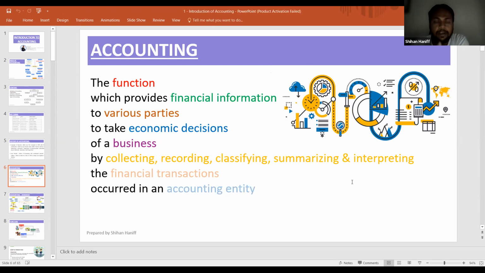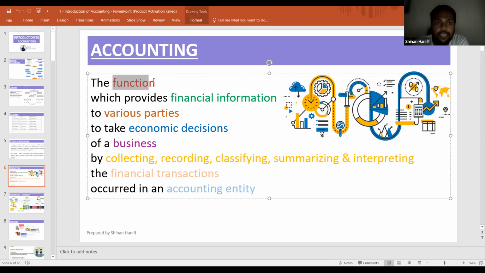This is a very important definition because in your A-level paper, the first question in your MCQ is from this. Maybe you get about 2-3 questions out of this definition. There is a meaning for each and every term. So we start with: accounting is a function. What is meant by a function? Let me explain.